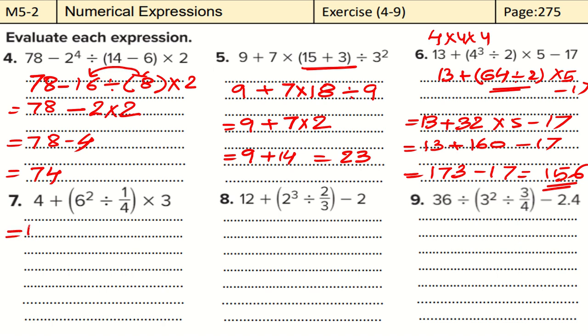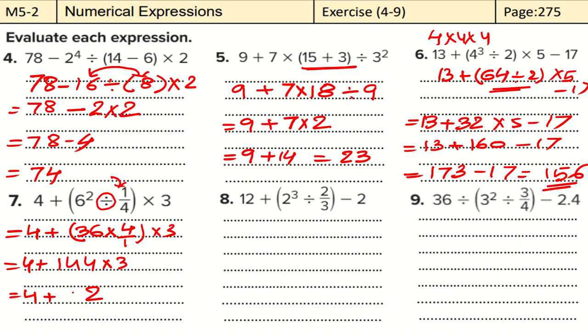Now 4 plus 6 to the power 2 is 36. And here you see what I told you: if you have a division and after that you have a fraction, then the division will be converted into multiplication and the fraction will be flipped, meaning the numerator will become the denominator and the denominator will become the numerator. And then times 3. So this is 4 plus 36 multiplied by 4, which is 144. The denominator is 1, so leave it, times 3. This is 4 plus 3 times 4, which is 12.